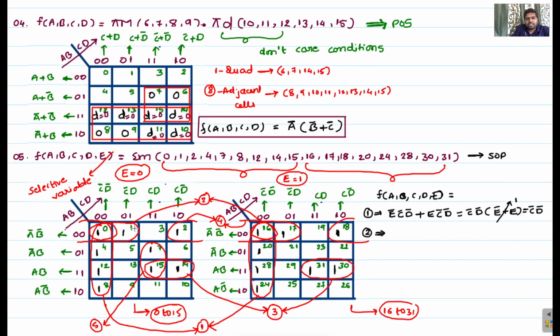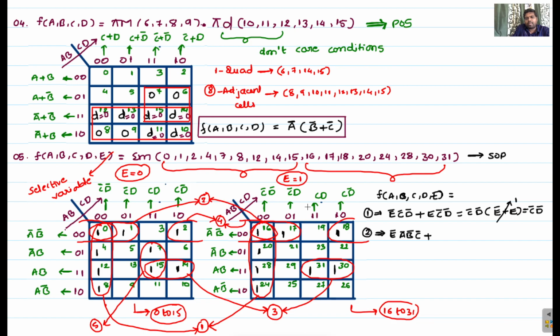Here the second pair is this one, 0, 1 and 16, 17. So if you observe 0, 1, A bar, B bar, and observe the columns, the common element is C bar, when E equals to 0. So I will take E bar into A bar, B bar. If you observe the row, we have a single row, so that is A bar, B bar. And if you observe the columns, we have two columns, that is C bar D bar, C bar D. Out of these two product terms, the common element is C bar, so here I am indicating C bar. So this is for the first K map.